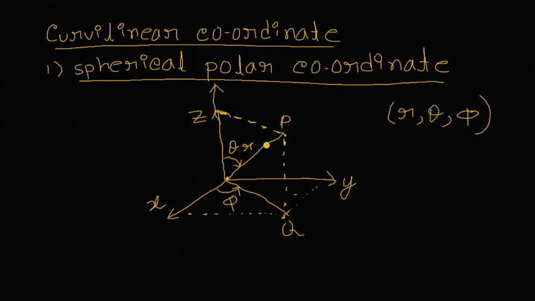Now as this straight line is r and this angle is theta, obviously the component on the z axis will be r cos theta, and the component on this OQ, let's call the point origin O, the component on OQ will be r sin theta.